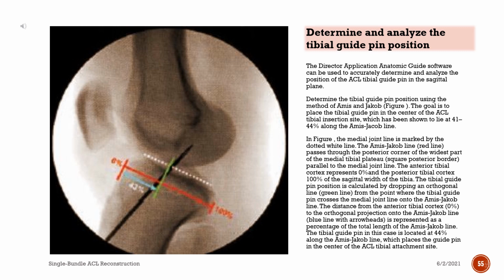The tibial guide pin position is calculated by dropping an orthogonal line, green line, from the point where the tibial guide pin crosses the medial joint line onto the Amis-Jakob line. The distance from the anterior tibial cortex, 0%, to the orthogonal projection onto the Amis-Jakob line, blue line with arrowheads, is represented as a percentage of the total length of the Amis-Jakob line. The tibial guide pin in this case is located at 44% along the Amis-Jakob line, which places the guide pin in the center of the ACL tibial attachment site.